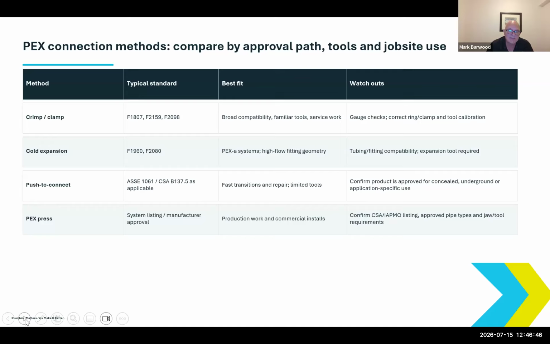Push to connect, which is like our traditional SharkBite fittings. Uponor also came out with a push to connect line recently. That's governed by ASSE 1061 and also CSA B137.5.